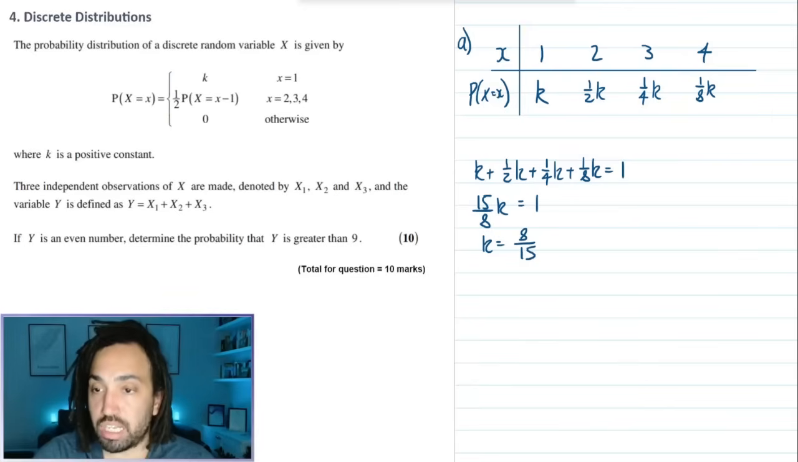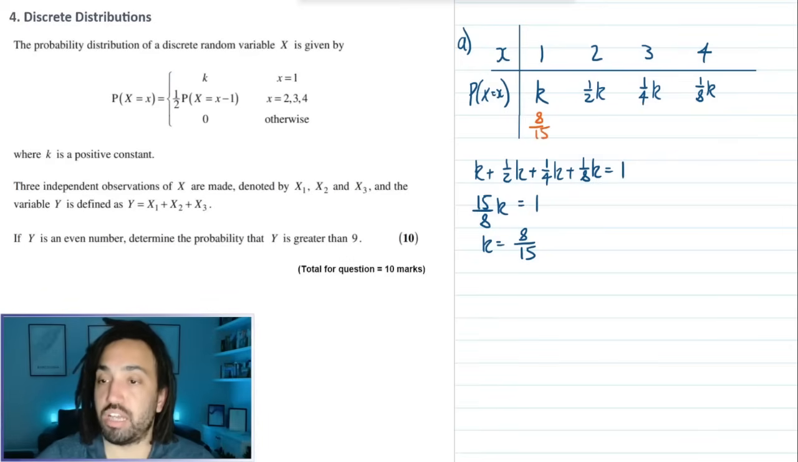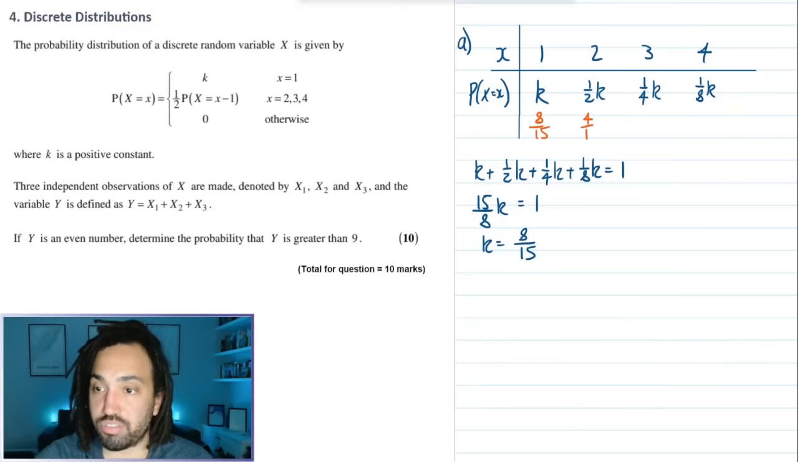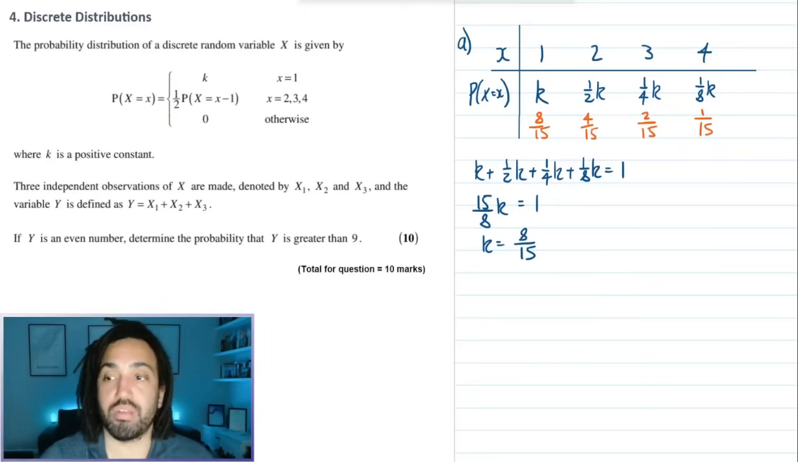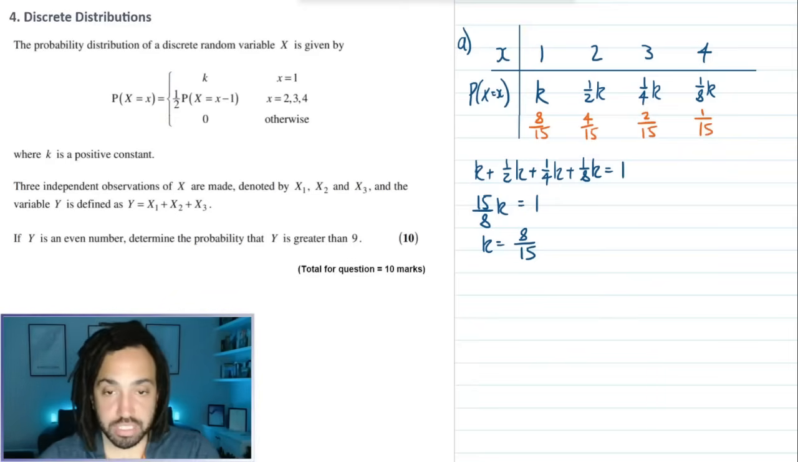Okay, great. So now we can actually find out what each of these probabilities are. k was 8 out of 15. Half of that would be 4 out of 15, and then 2 out of 15, and this last one will be 1 out of 15. So those are the probabilities.